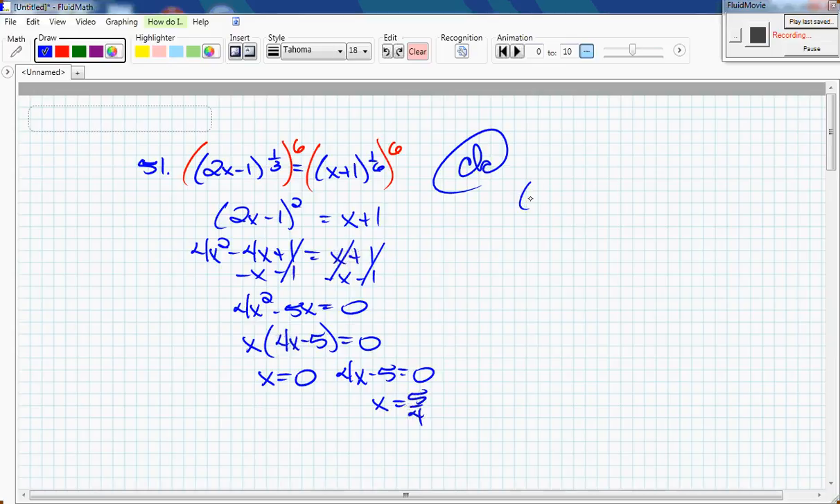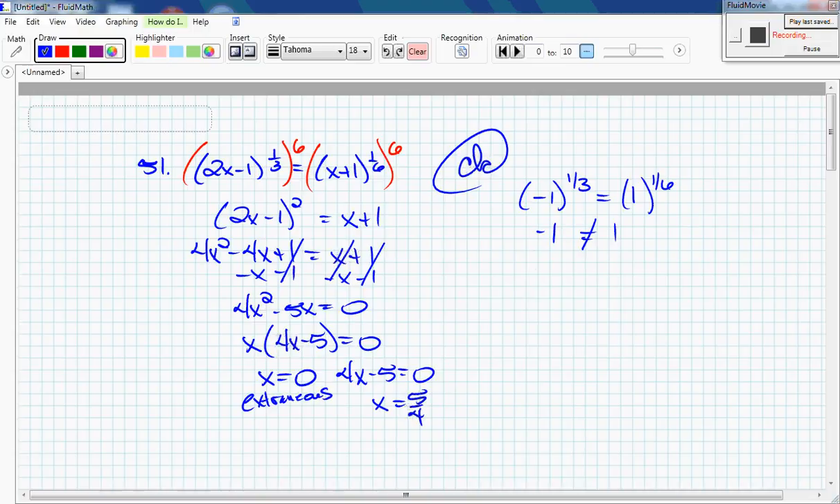So we have 2x minus 1 raised to the 1/3 power, so that's going to be negative 1 to the 1/3 power. That's the cube root of negative 1, which is just negative 1, equals 1 to the 1/6 power. The 6th root of 1 is equal to 1. So as it appears, 0 does not look to be a solution, so this is extraneous.